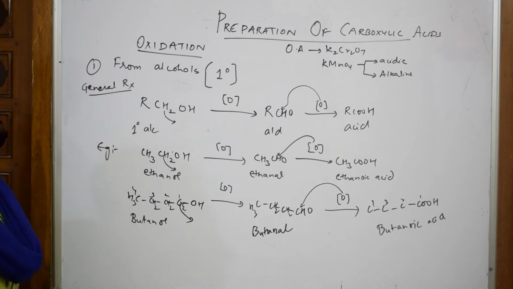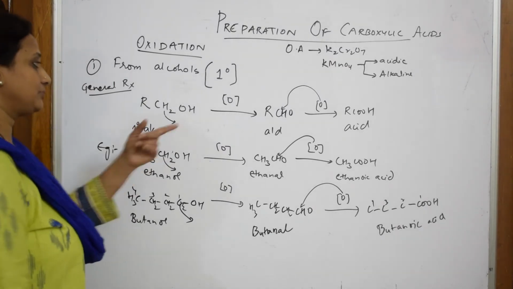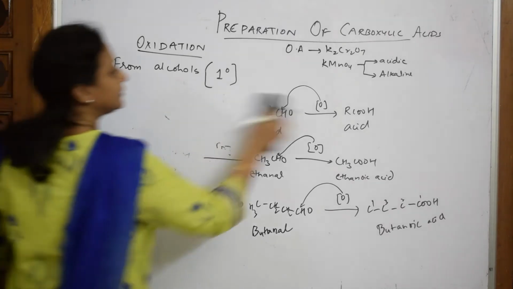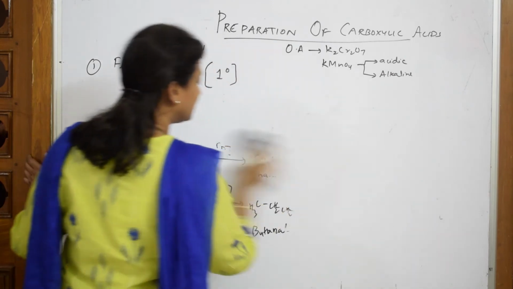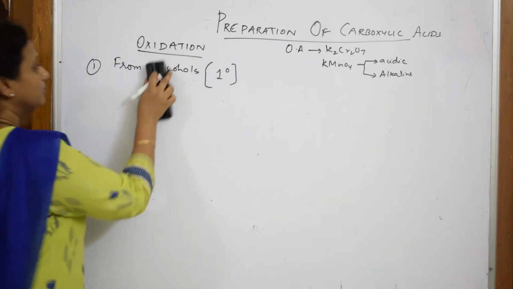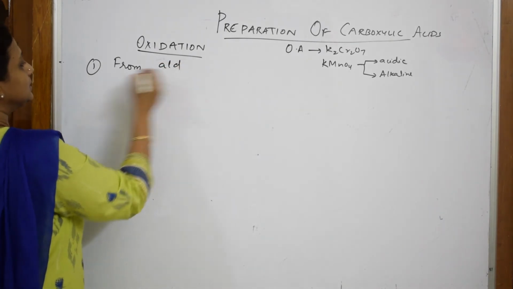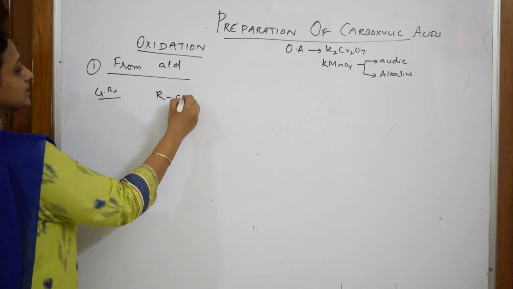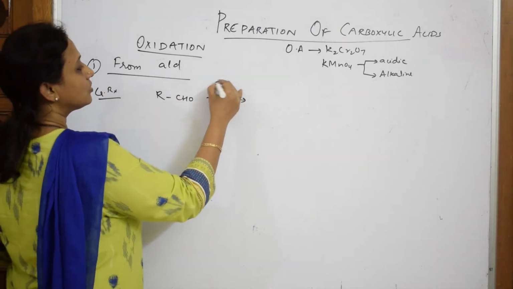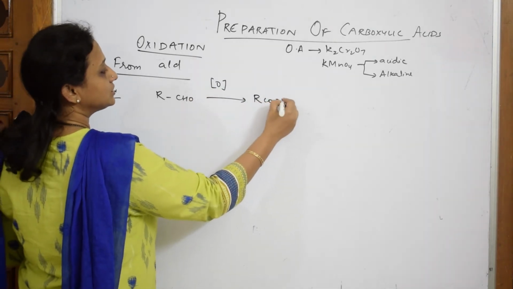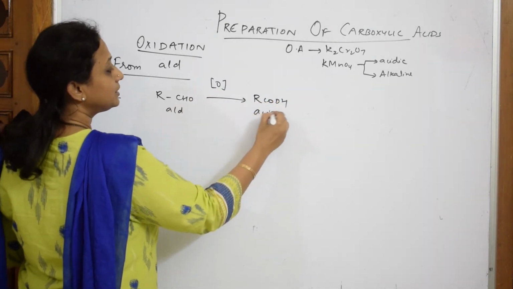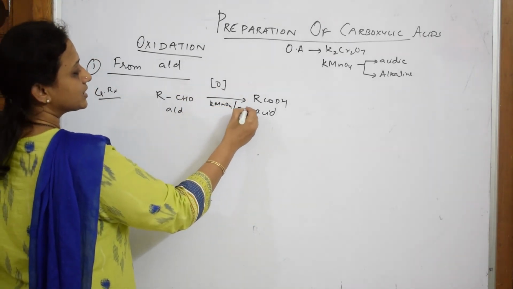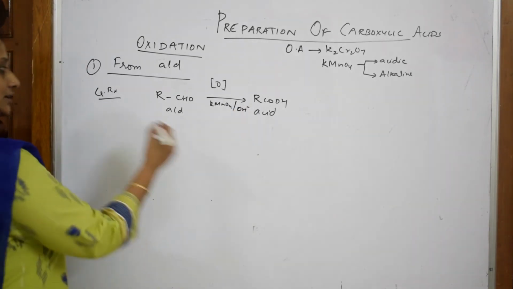Let us erase this and come back to the oxidation of aldehydes now. We've already done it, but we'll do it again. The second method is from aldehydes. Let us write the general reaction: RCHO on oxidation gives RCOOH. This is the aldehyde and this is the acid. You can use an oxidizing agent, suppose KMnO4 in the presence of OH minus, that is, alkaline medium.